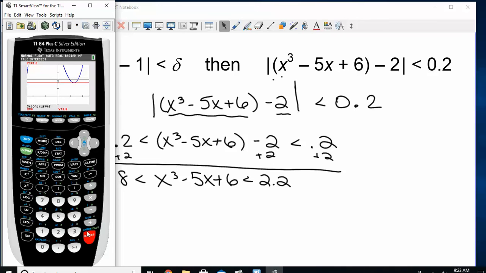Just hit enter. Second curve, I want to find where it meets my black line first. So you just have to use your up and down arrows until you get it on the black line, the y equals 2.2. Hit enter. Guess, you need to get close to that intersection point and hit enter. And it tells me 0.9114.